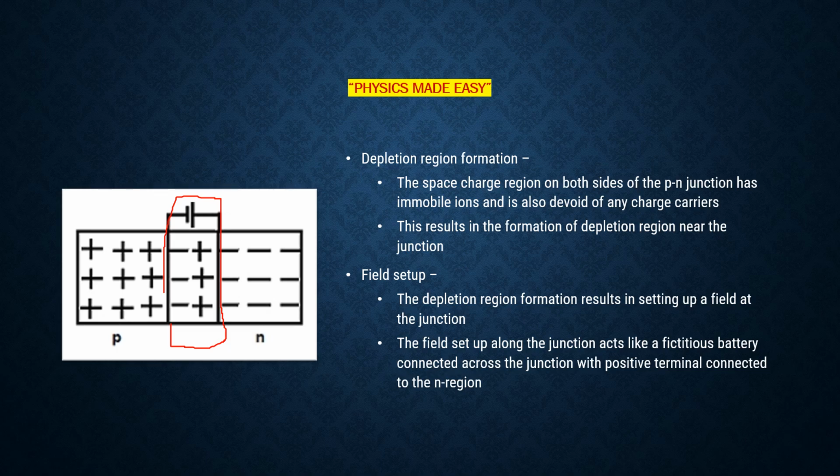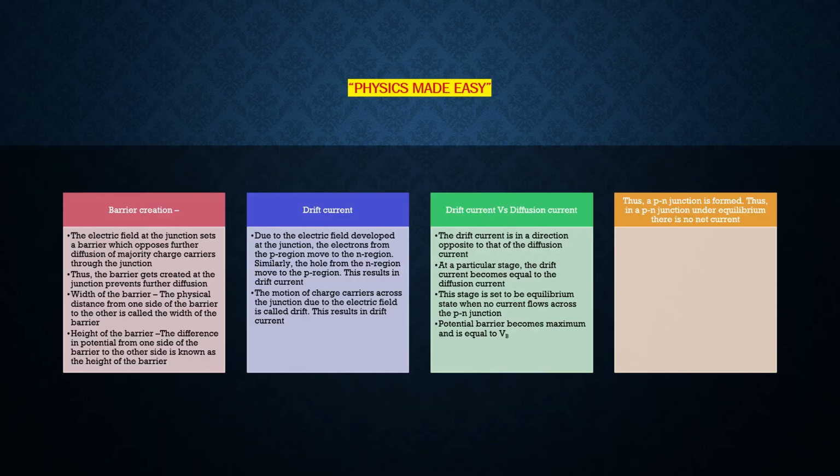The depletion region formation results in setting up a field at the junction. The field set up along the junction acts just like a fictitious battery connected across the junction, with the positive terminal connected to the n region and the negative terminal connected to the p region. Some things we have to learn from this creation of the p-n junction. The first one is barrier creation. The electric field at the junction sets up a barrier which opposes further diffusion of majority charge carriers through the junction. Thus the barrier created at the junction helps to prevent further diffusion.